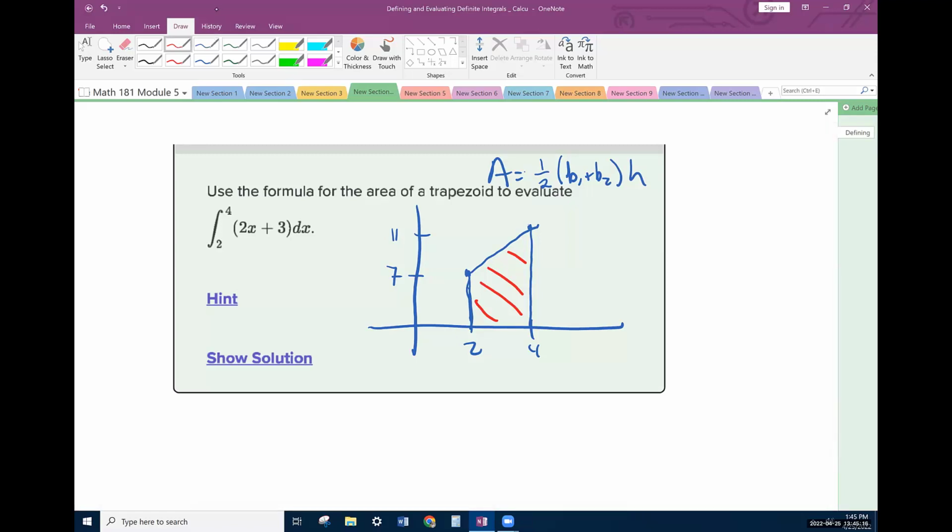So what would you call the length of the parallel sides? What are they going to be? Seven and 11. So we'd have 1/2 times 7 plus 11, and then the height is this part here. That's the height. How far is it from 4 to 2? 2. So 7 plus 11 is 18. So just 18. Doesn't always have to be bad.